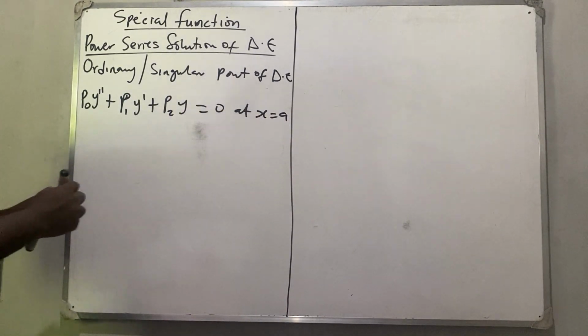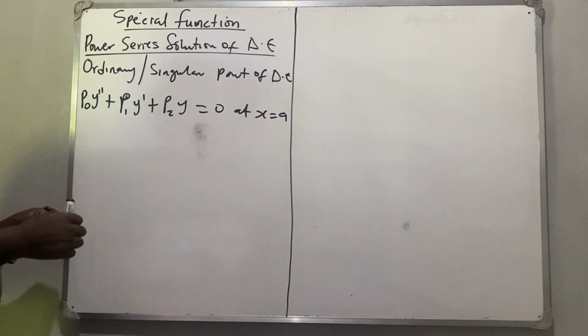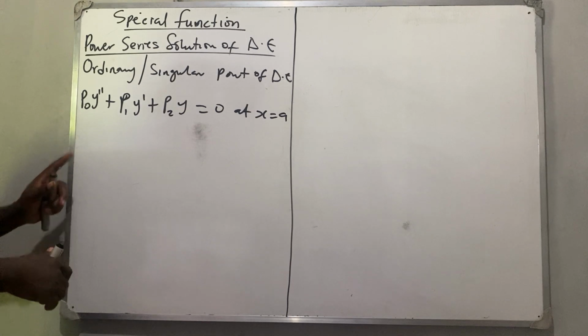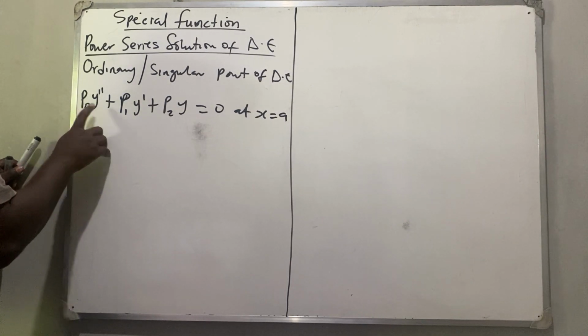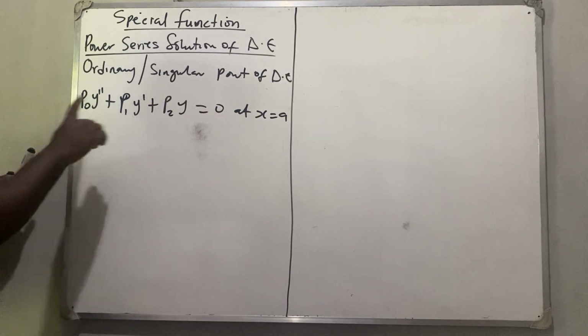Now we'll say that x equal to a is an ordinary point of this differential equation if this p0 of a does not vanish. That is, if it is not equal to 0. Please note that all these p0, p1 and p2 are all polynomials of x. They are all polynomials of x.